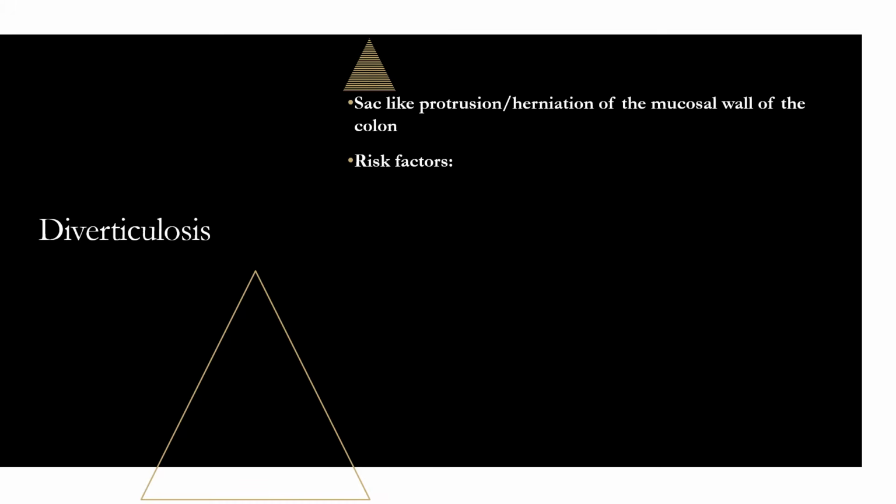Now, as far as risk factors, diet is really important. Low fiber, high fat, and red meat can all contribute to diverticulosis, and it's mainly because these all lead to constipation. And constipation, when you're bearing down, increases the pressure in the bowel, which can lead to these herniations of the colon.